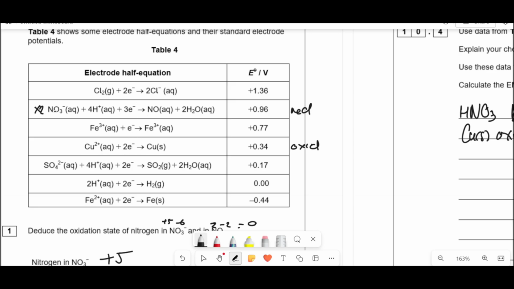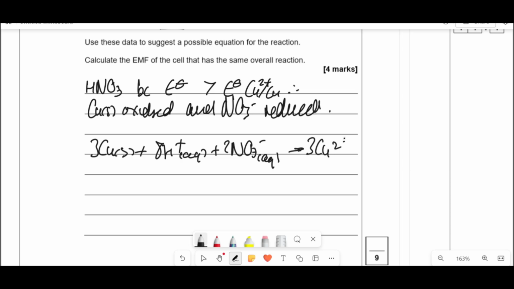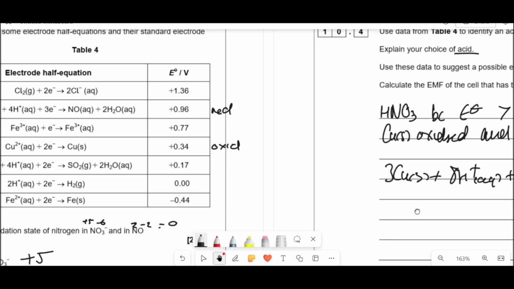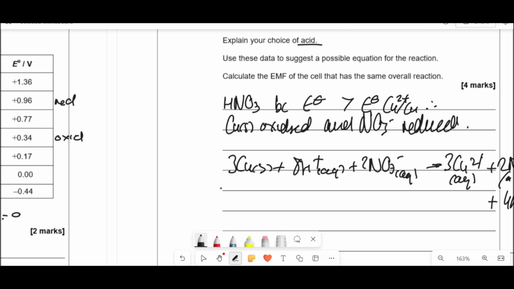We've got 3 here, so we times that by 2, and we times that by 3, and then we combine them in those respective directions. Just for the sake of time, I'll just quickly do it. So it's 3 Cu solid plus 8H+ aqueous plus, remember to cancel out things on both sides where they're appearing, goes to 3 Cu2+ aqueous plus 2 NO aqueous plus 4H2O liquid. Then it says work out the EMF.